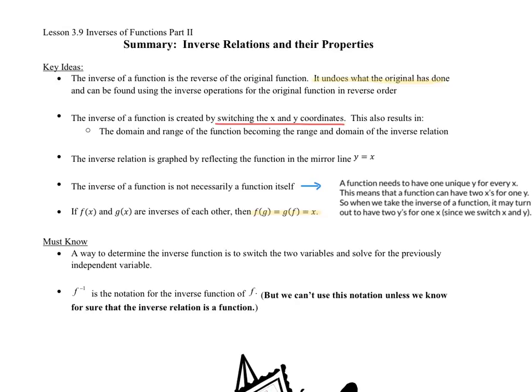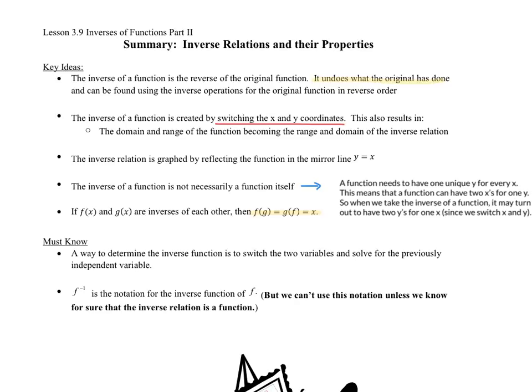Because if we start off with a function that actually has two x values for one y, which is okay to have in a function, but then we take the inverse, which means we switch x and y, then all of a sudden those two x's for one y actually turn into two y's for one x, which is not what the definition of a function is. Okay, but when that happens, what we just covered in today's lesson is we need to restrict the domain of the original function so that the range of the inverse relation will be restricted, and therefore the inverse relation will actually turn into a function as well.